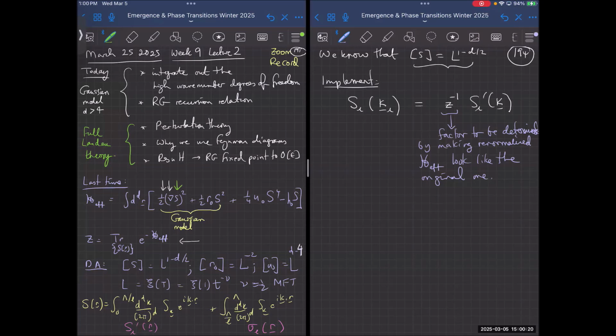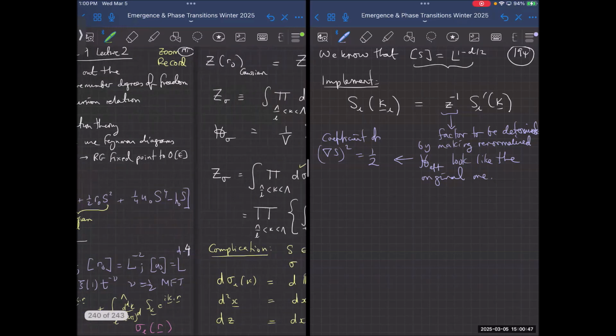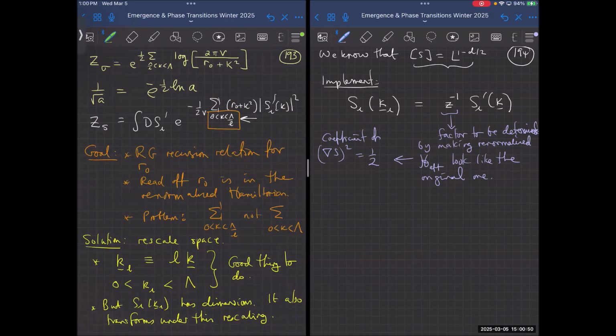Okay, so every time we do a coarse graining transformation, we have to beat the Hamiltonian that we get down into such a way that the coefficient of that is equal to a half. So we're going to determine this by the criterion that the coefficient of grad S squared is going to be 1/2. That's the condition, the constraint that we're going to use. Okay, and this process has a name in quantum field theory. This is known as a wave function renormalization.